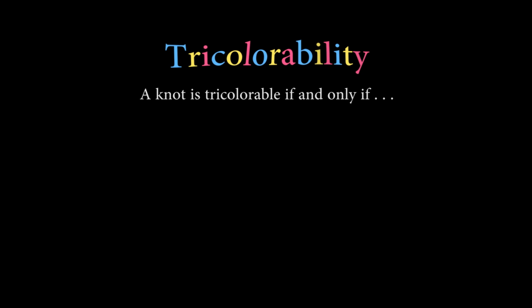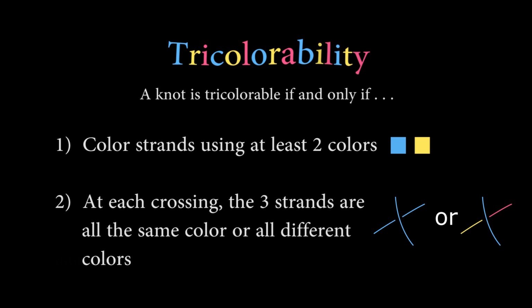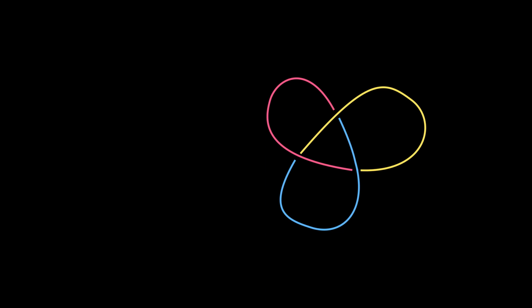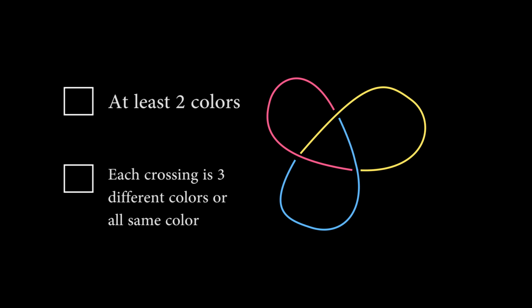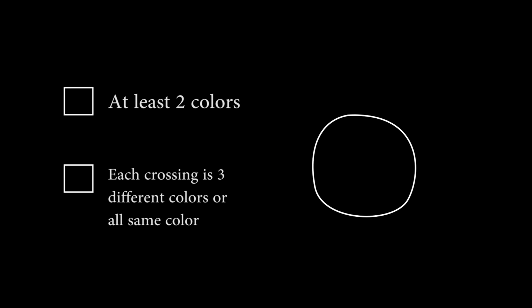Consider some knot. It is tricolorable if and only if we can color all of the strands using at least 2 colors, such that at each crossing, the 3 strands are all the same color or all different colors. And when I say strand, I just mean each individual segment of the string in the knot diagram. So look at the trefoil knot, for example. It is tricolorable since we've managed to color all of its strands using at least 2 colors, and at each crossing, the 3 strands are 3 different colors. And of course, the unknot is not tricolorable, since it can't even meet the first condition of being colored with 2 colors, since there's only 1 strand.